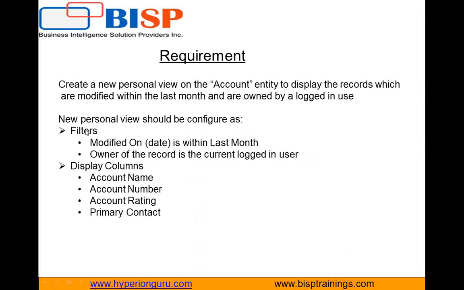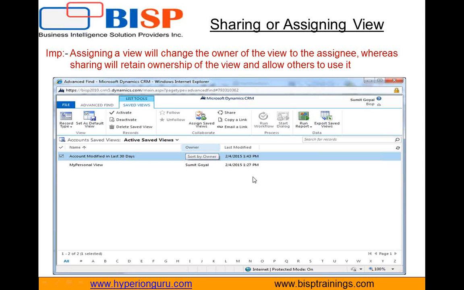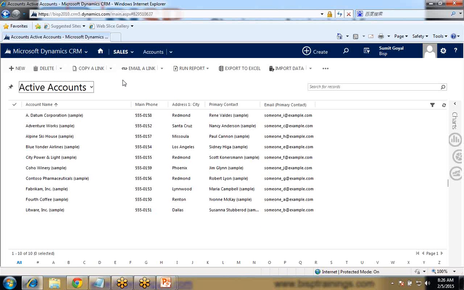Okay. Next is, so this is about the requirement I told you: create a new personal view on the account entity, with filters modified on date within last month, and owner of the record is current logged in user. I already explained the display columns and this. Next is sharing or assigning views. For example, I'm an administrator. I have created this view, and now I would like to share this view with other users as well, or assign this view to a specific user. So how do we share the views?